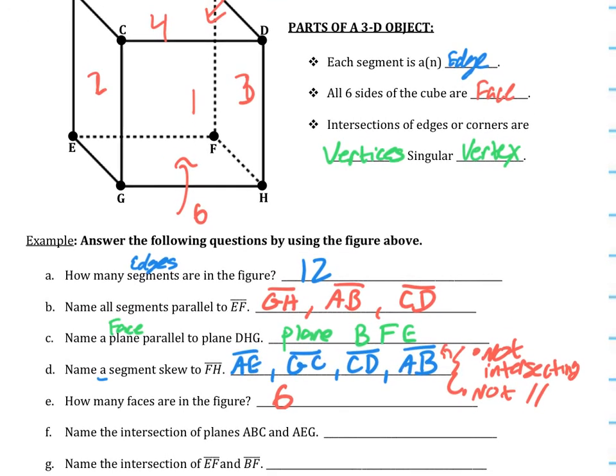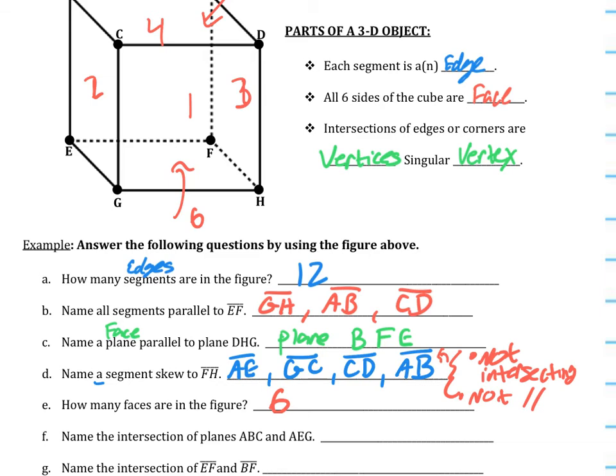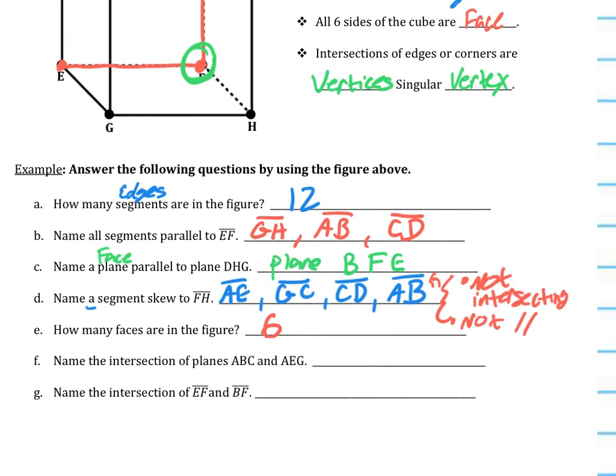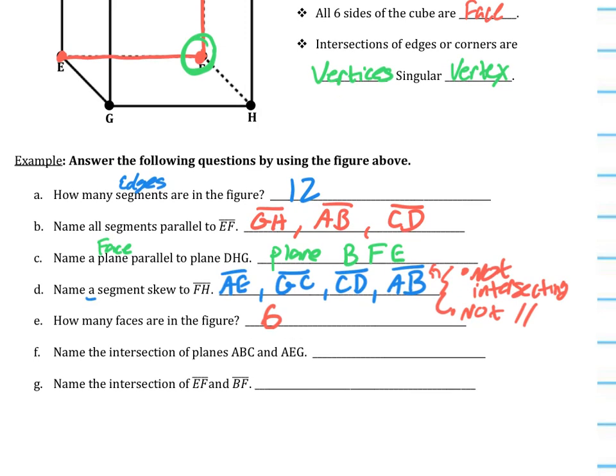Name the intersection of EF and BF. So we can trace this on the figure if we would like. So EF and BF, and see where they intersect here. All right, here's EF. And we got to scroll up. Here's BF. And what do they share? The only thing that they share is right here, point F. So we can say they intersect at F.